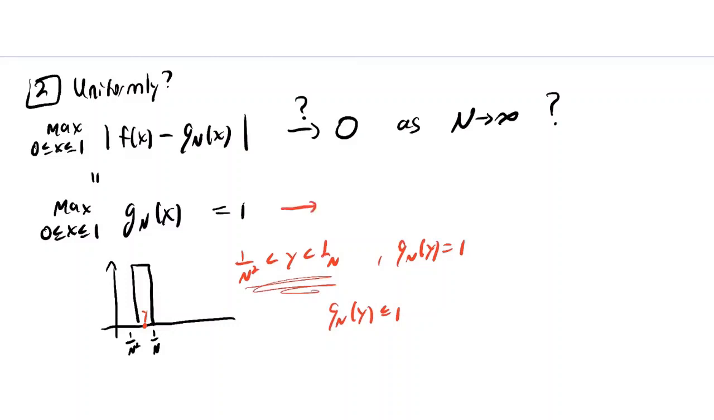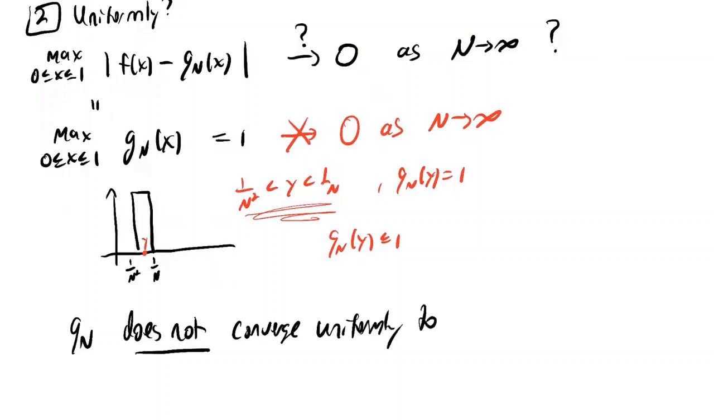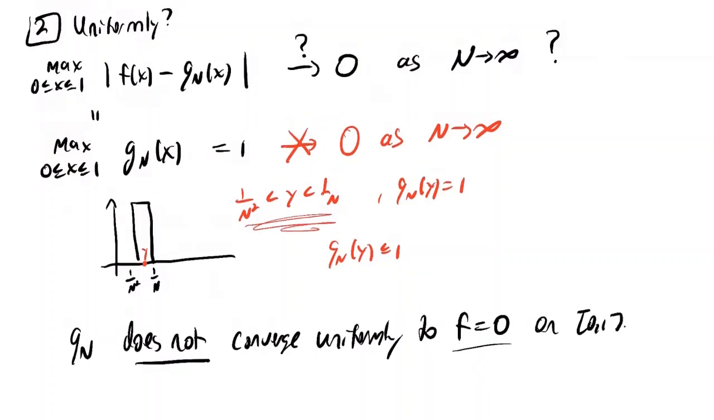And so, of course, 1 does not converge to 0 as n goes to infinity, because the function 1 is very far from 0. And so in this case, gn does not converge uniformly to f, where my function f was equal to 0 on this domain. So this is an example of a sequence that does converge pointwise for each x, but it does not converge uniformly.